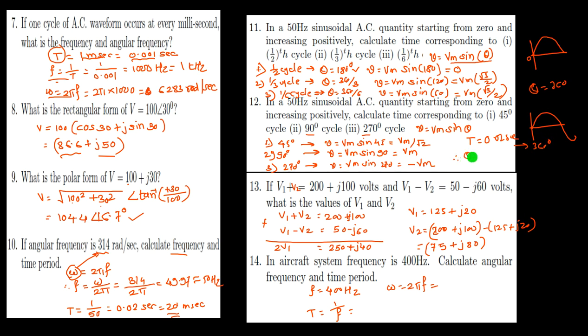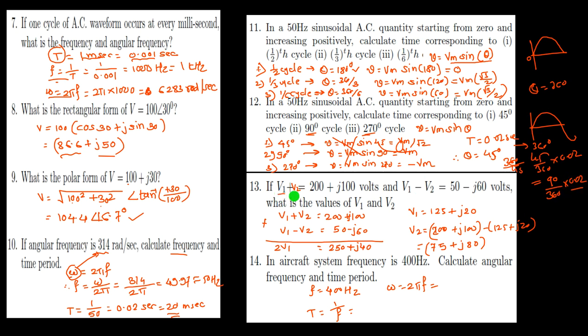So at theta is equal to 45 degree, what is the time? It is 45 divided by 360 multiplied by 0.02. So that is the corresponding time. Similarly you can calculate for 90 degree, and for 270 degree. You have to take that angle in the numerator, divided by 360 into 0.02. So likewise you can calculate.